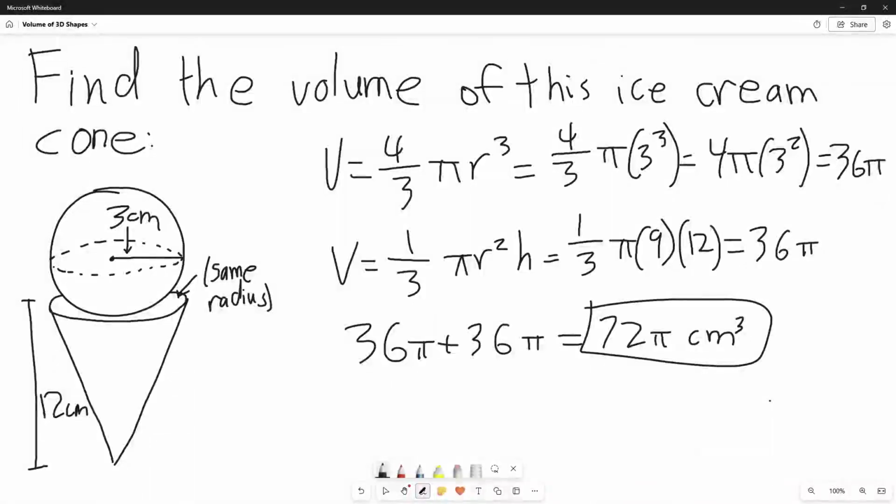So everything that I explained and all the problems that I went through is to teach you everything you need to know about finding the volume of 3D shapes.